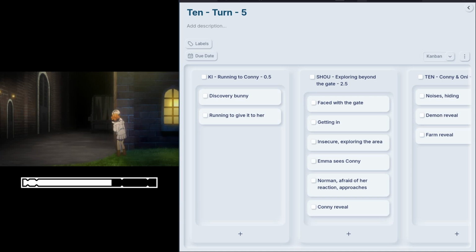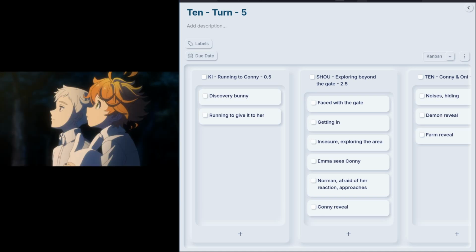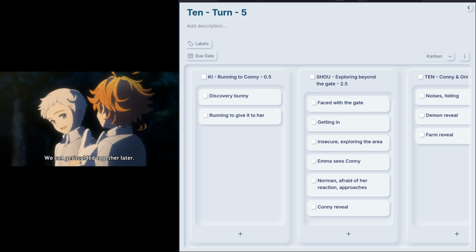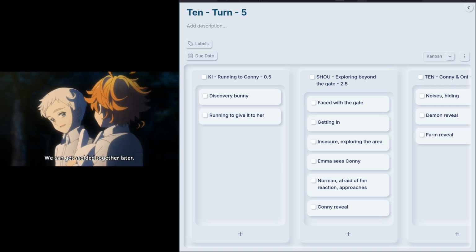Oh, before they got in, they say something important. This is what we were told in the cold open. And then he says we can get scolded together later, which means for the characters, we care more about Connie being happy than being punished. It reveals something common to the two of them, to Emma and to Norman.